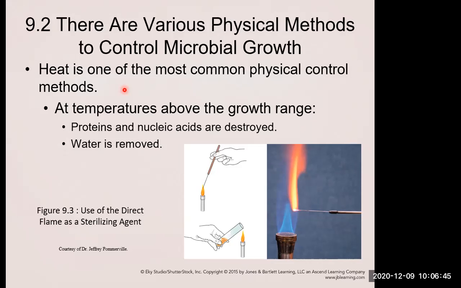You will always heat your loop over a flame. It's going to glow orange. Then you're going to pull it back and let it cool, because remember, microbes are sensitive to temperature. You don't want to put a glowing orange loop into the bacteria. You're just going to kill them.